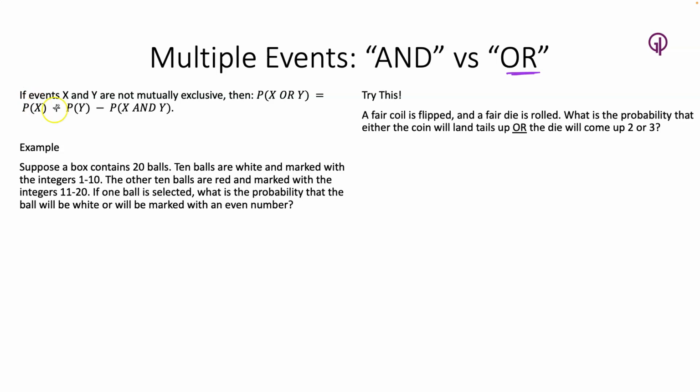So if you have two events X and Y, which are not mutually exclusive, and you are given an OR question, what you do is, because these two events can occur at the same time, you treat it as an OR problem, but then you have to take out the probability that both events can occur.